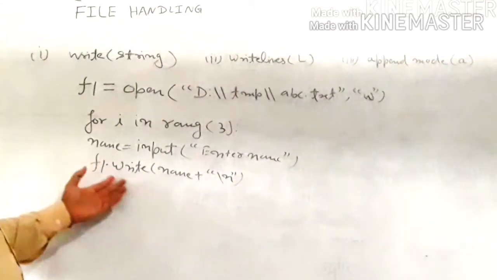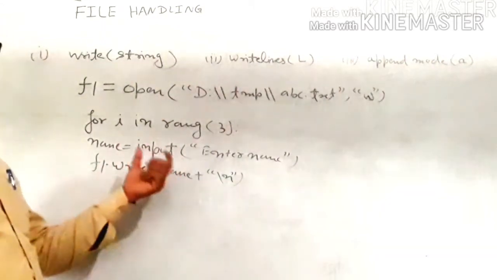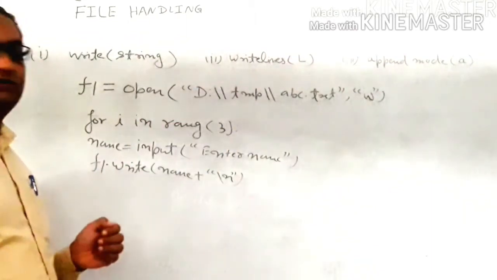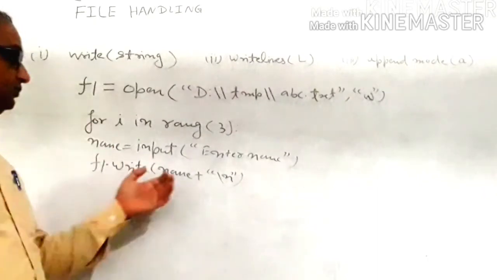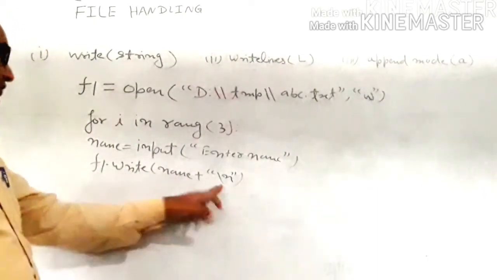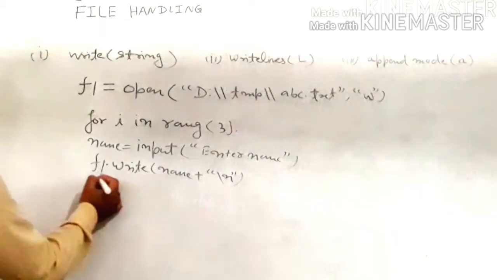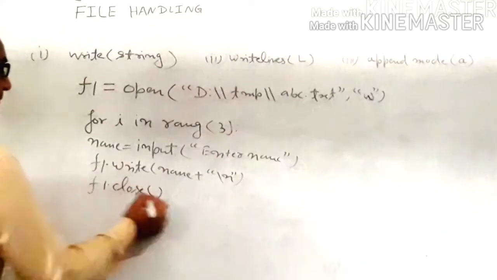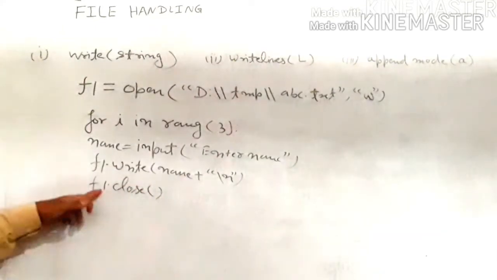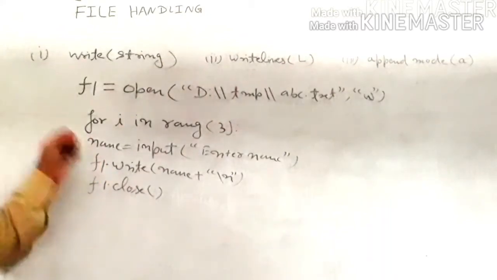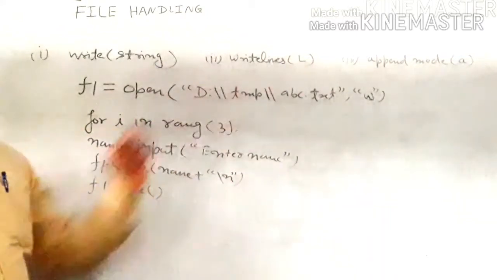The end of line means that each name goes on its own line, otherwise all the information written in the abc.txt file would be in a single line, so we use this \n. Okay, now we can close the file. f1.close. That is very important. f1.close means that your data is permanently written in the abc.txt file.